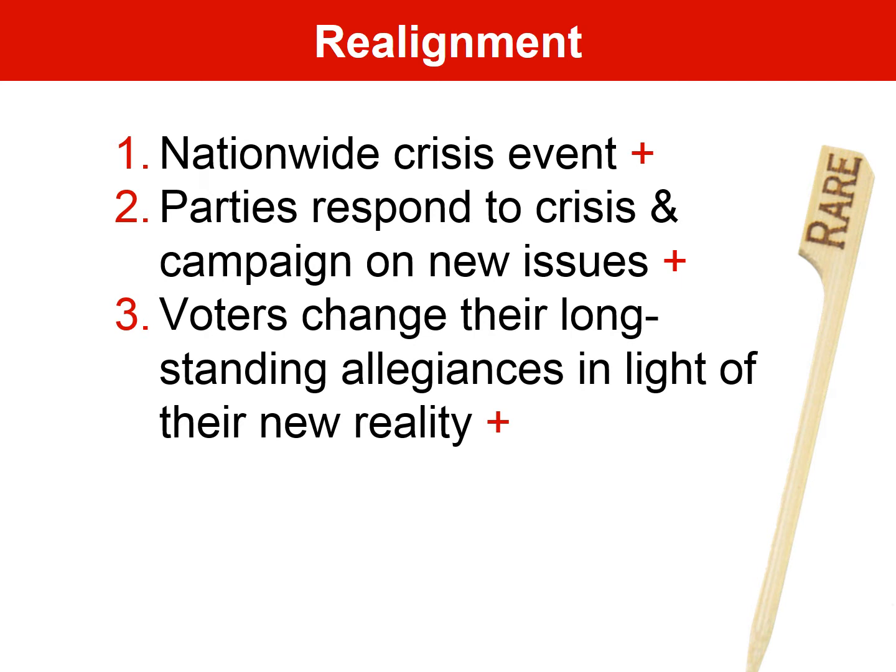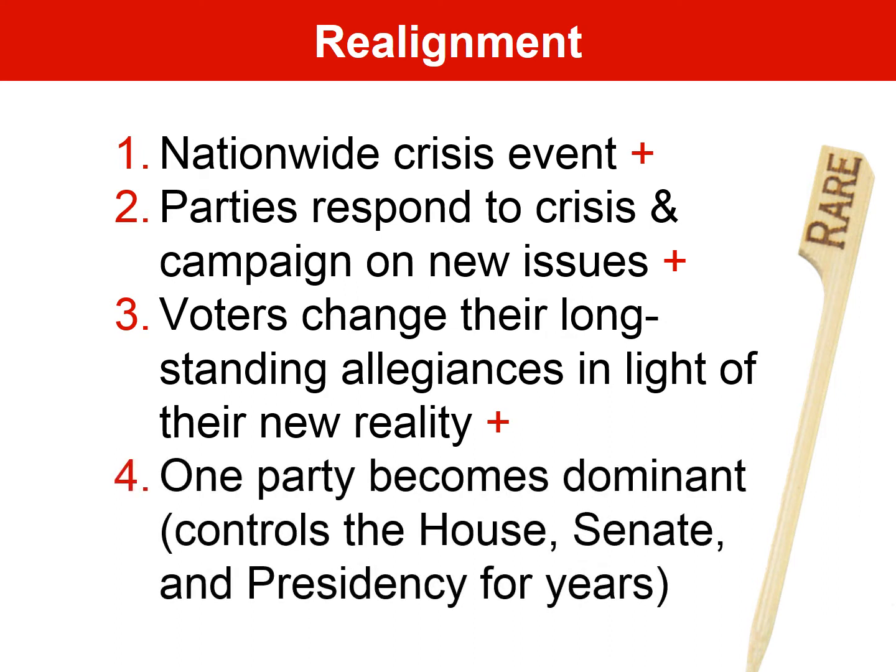As a response, voters change their long-standing allegiances in light of their new reality. Because this crisis put them in a dire situation, they saw the benefit of New Deal policies. And then finally, one party becomes dominant and controls the House, Senate, and the presidency for years. With the Great Depression, we have New Deal policies which unite urban workers, African Americans, and Jews who had traditionally been Republicans. They switched to the Democratic side. As a result, the Democrats control the House, the Senate, and the presidency for nearly 60 years.